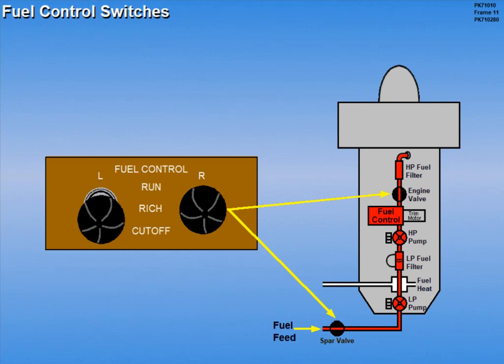The selected igniter or igniters are activated. After the engine is stabilized during start, the fuel control switch is moved out of the rich position to run. Selecting the engine fuel control switch to run also opens the spar and engine valves and activates the selected igniter or igniters.